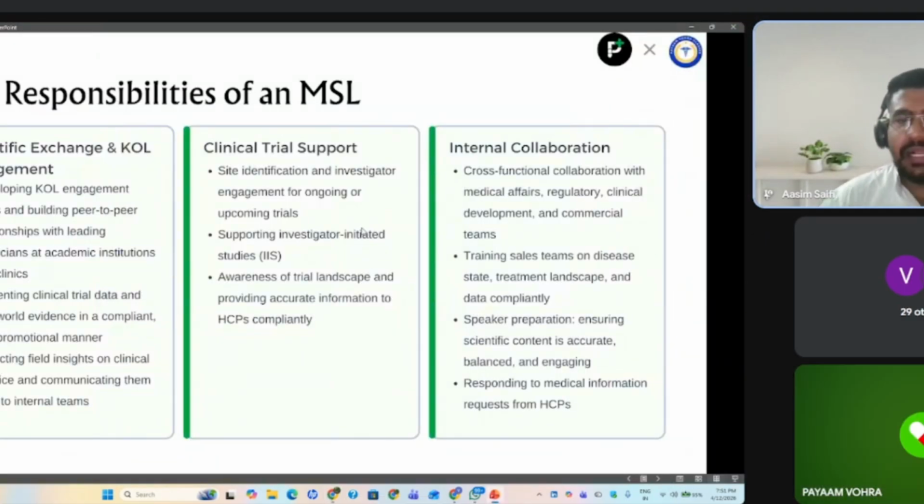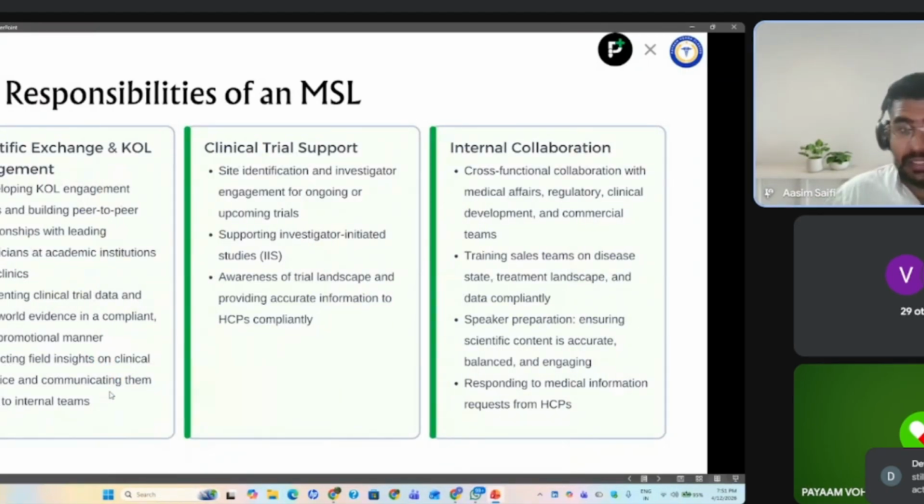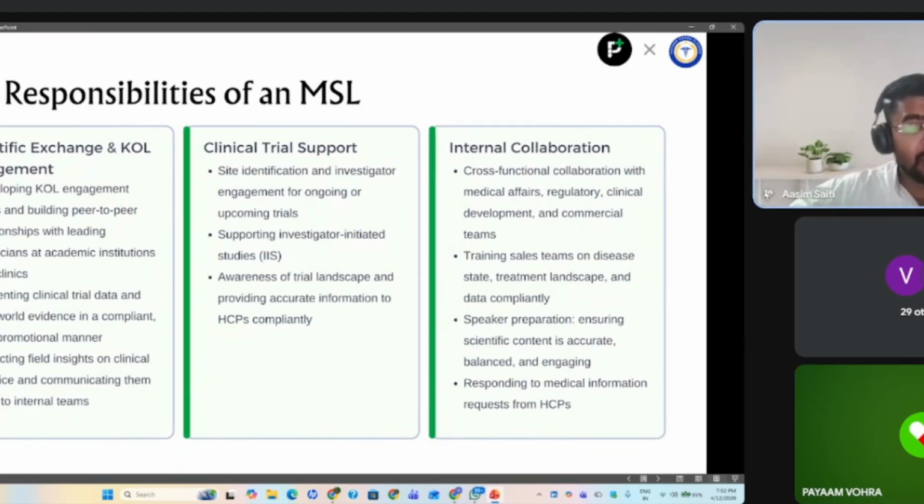So, clinical trial support. Sorry, wait. Yeah, my screen is visible. Collecting field insights on clinical practice and communicating them back to the internal team. What they do is visit doctors, institution to institution, and collect the clinical practice information from the doctors, and they communicate back to the internal teams to make it very good and effective.